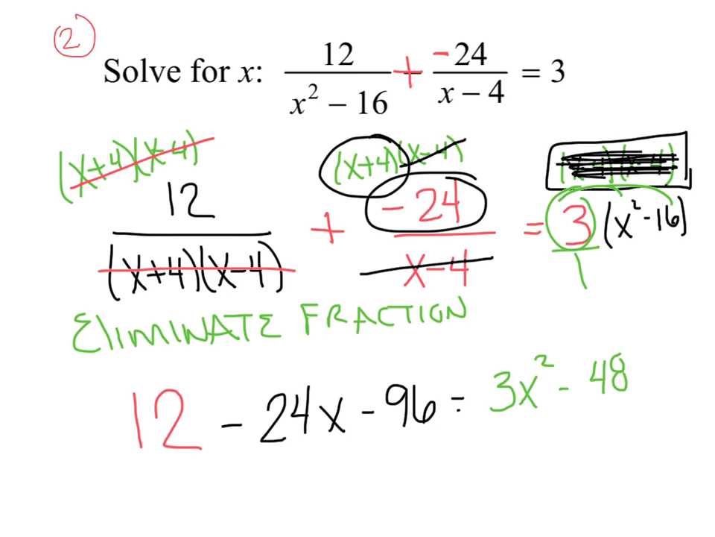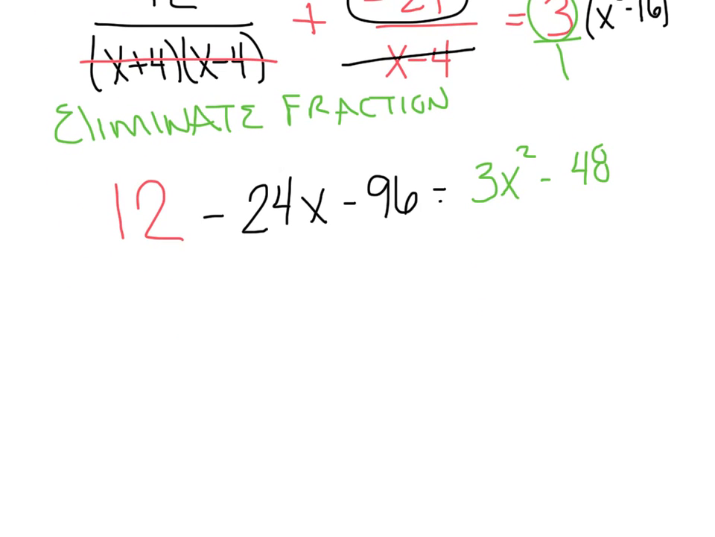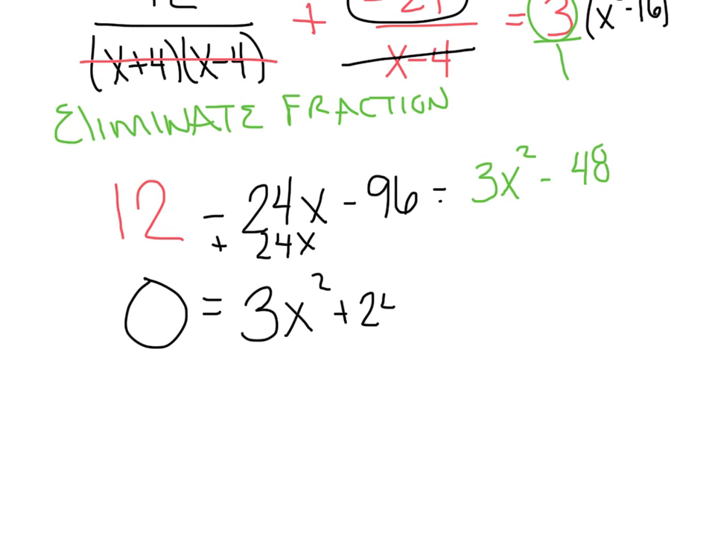Now I'll simply solve this equation. I'm just going to set it equal to 0. So I want 0 on one side and everybody else on the other side. So I'm going to add over my 24x. And let's see, let's put together our other terms. Let's see, I have a negative, and I think that gets me a positive 48.